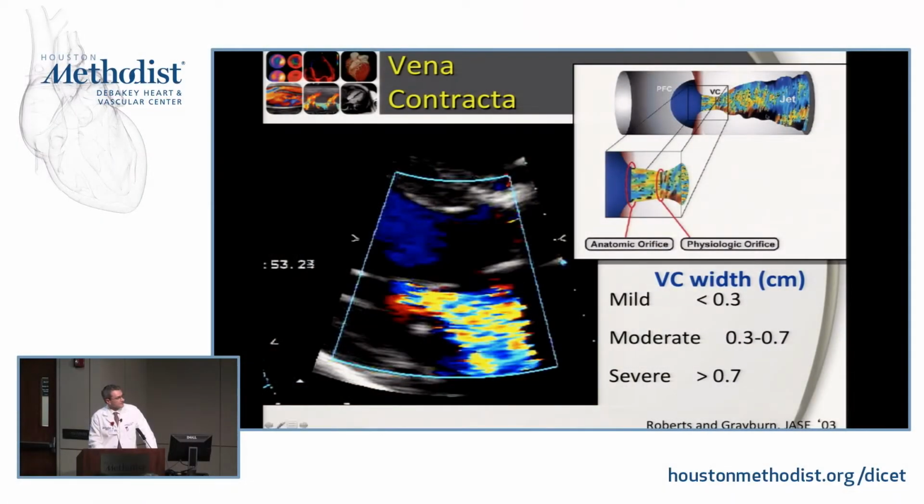Okay, so you can use this. This example shows it nicely. So where would you do it? If this was your flow convergence, right here, that's the hole, whereas the vena contracta is a little more distal.